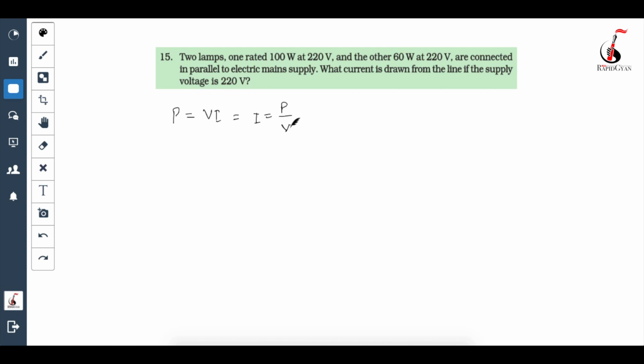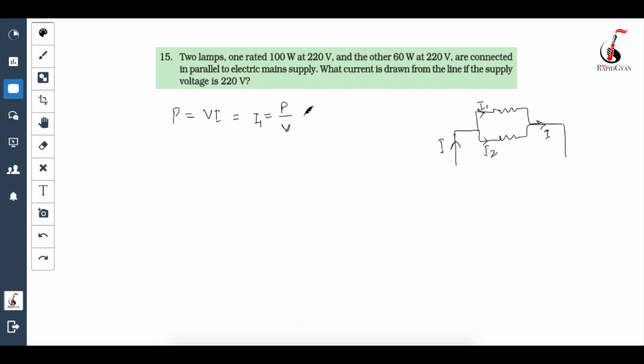Now they are connected in parallel. Suppose current I is flowing through the circuit, and the circuit is connected in parallel. What will happen is this I will be divided into I1 and I2, and after that they will meet and again it will become I. So the same thing you will have to do over here. First you will have to find the value of I1 in the first case and I2 in the second case.